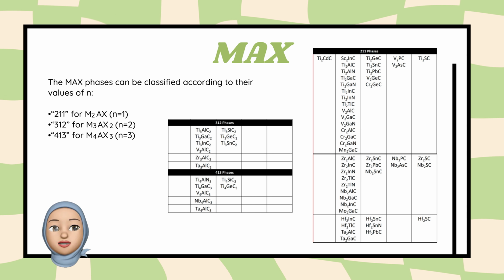For n equal to 1, the structure has 2 layers of the transition metal, 1 layer of A group element, and 1 layer of carbon or nitrogen. For n equal to 2, the structure has 3 layers of the transition metal, 1 layer of A group element, and 2 layers of carbon or nitrogen.